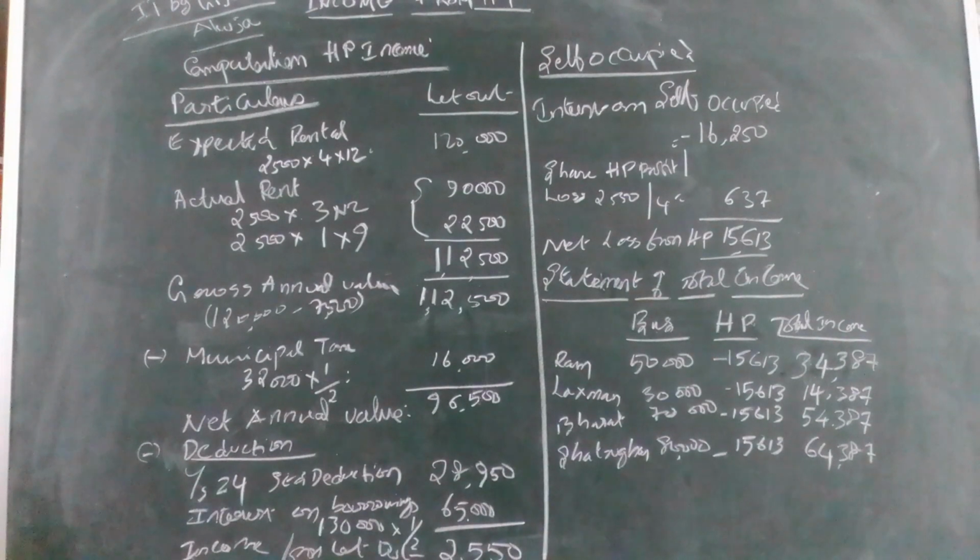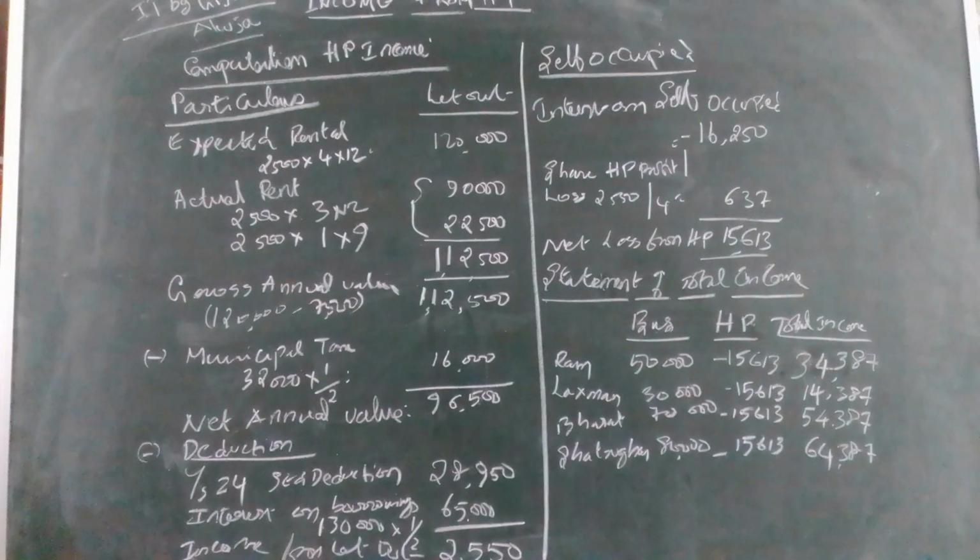Then another one is the statement of total income we have to take. In that statement of total income, we are given the business income of 50,000 for Mr. Ram, and Mr. Lakshman, Mr. Bharat and Shatrughan are getting 30,000, 70,000 and 80,000 respectively, minus HP income, right? HP net loss that comes to 15,613. So business income of 50,000 minus house property loss of 15,613, the balance is the net amount of income that comes to 34,387.